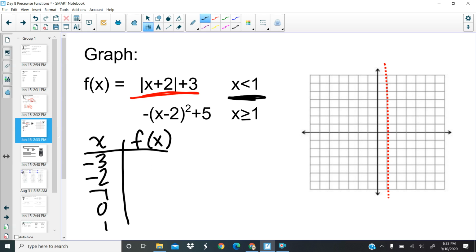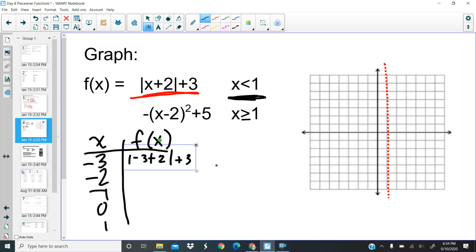We're definitely going to stop at 1 because we're not going to go any further than 1 in that first interval. Starting at negative 3, you would have the absolute value of negative 3 plus 2, and then plus 3. So negative 3 plus 2 is going to be negative 1.